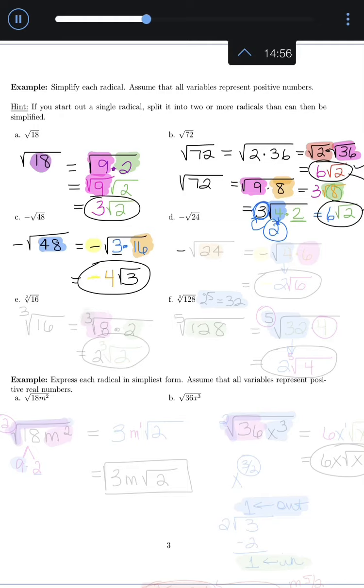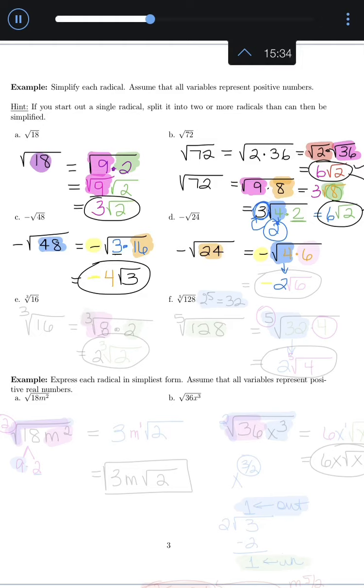Let's look at D. We've got negative square root of 24. How can we break down the 24? Well, there's actually only one good way to do it, which is 4 times 6. Now, we can take the square root of just the 4. The square root of 4 is a 2. Now keep in mind we had a negative here on the outside, so our answer will be a negative 2.